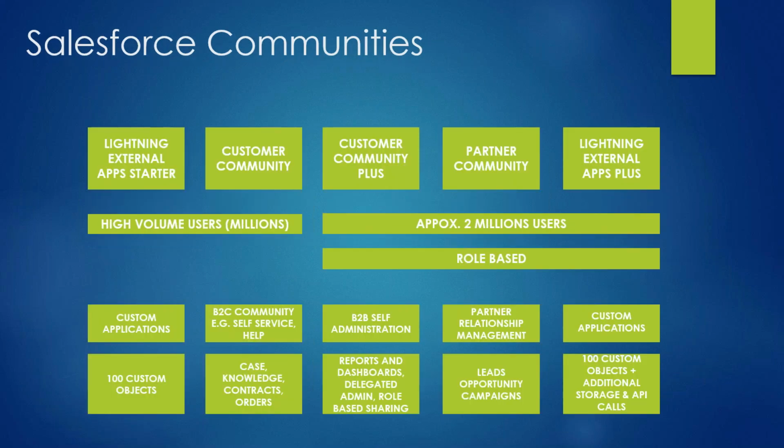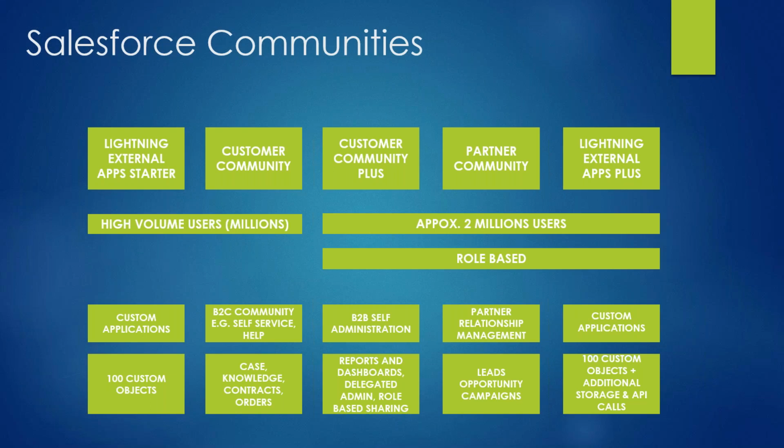So if I summarize everything and put it over here, the first two are the high volume users. There could be millions of users who can access that one, and because it's in the millions, we do not have role-based access available for those. But the customer community plus, partner community, and Lightning External App plus are the role-based communities. So you can have roles like executive, manager, user. It can go max up to 3 levels. I will show you how it can be done in the community settings.